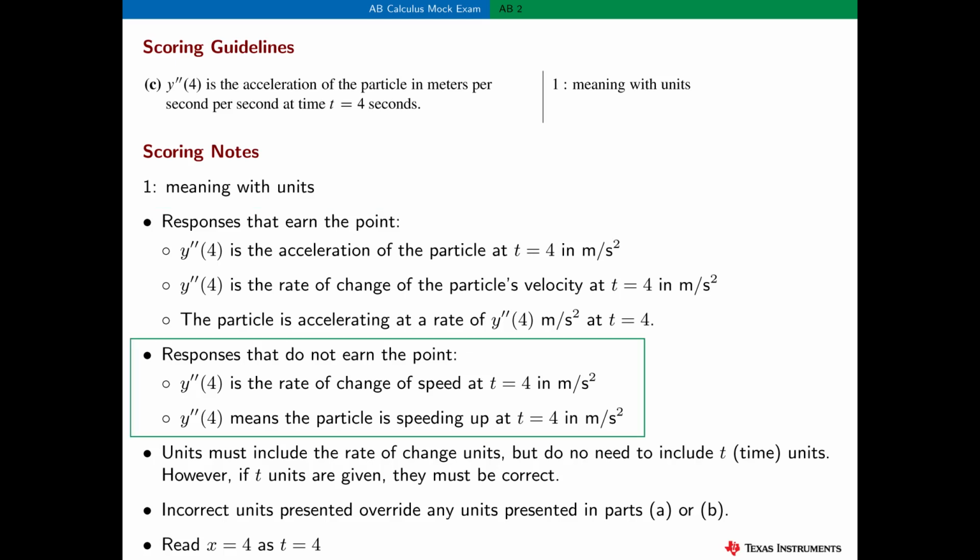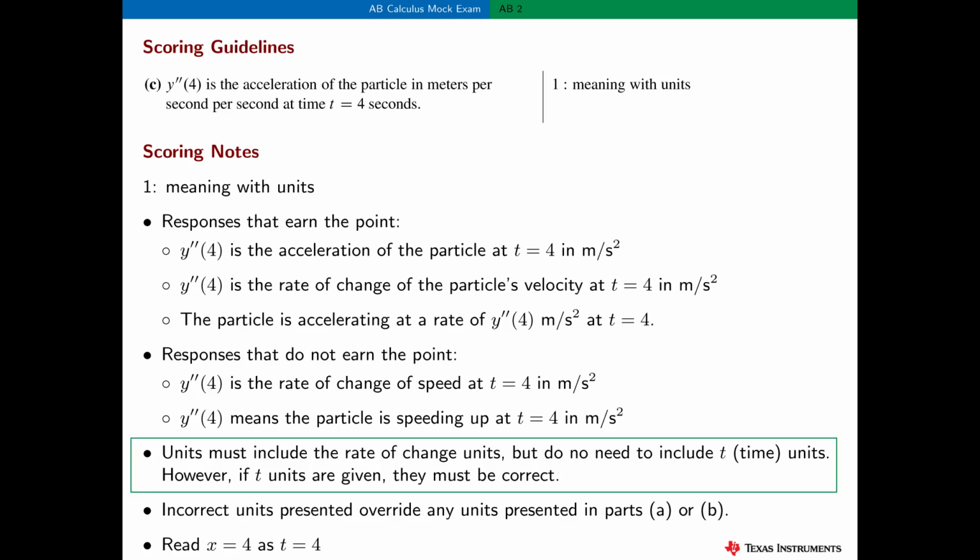Here are some common student responses that do not earn the point. Y double prime of 4 is not the rate of change of speed. Remember that speed is the absolute value of the velocity. And the reference to the particle speeding up is not correct either.